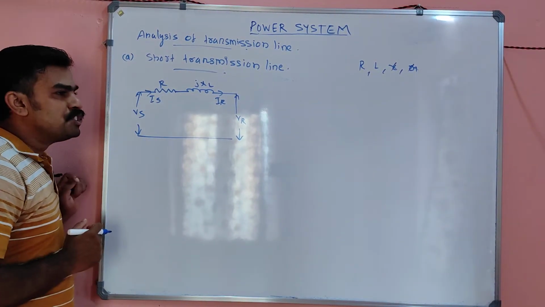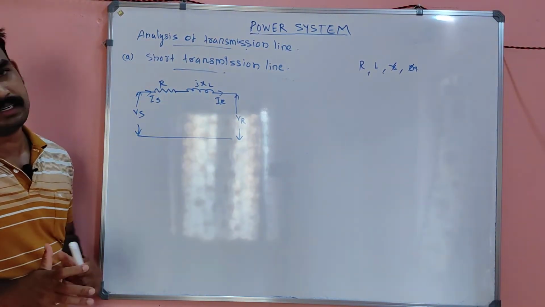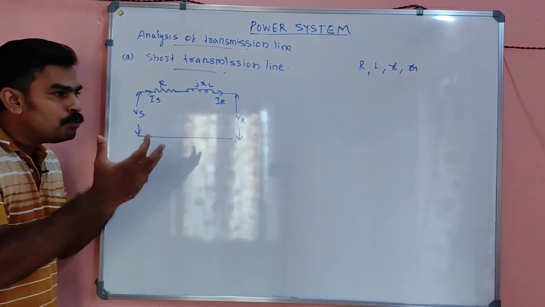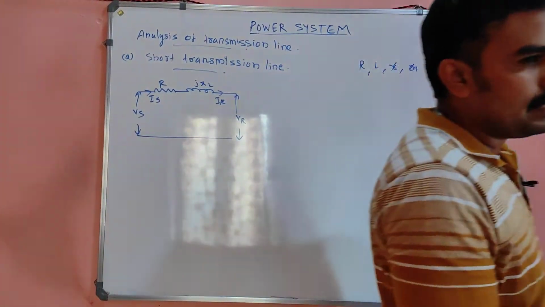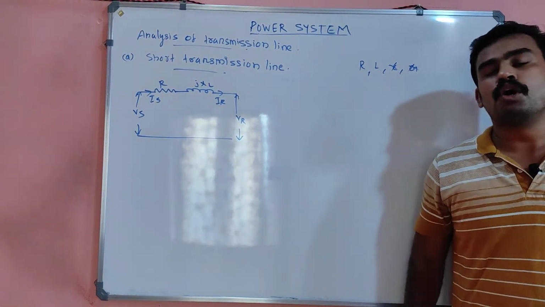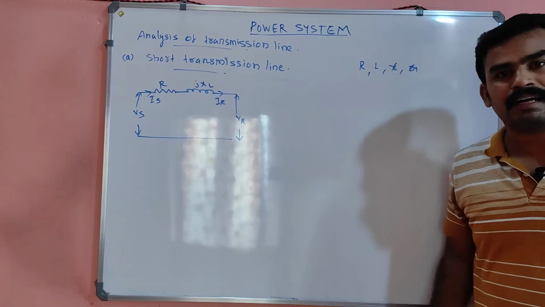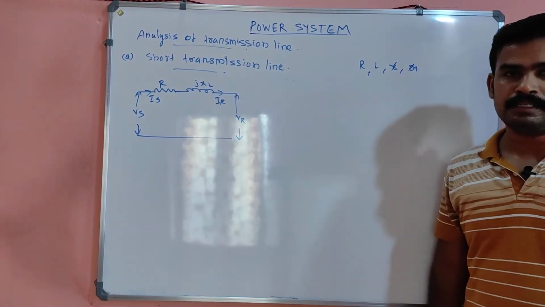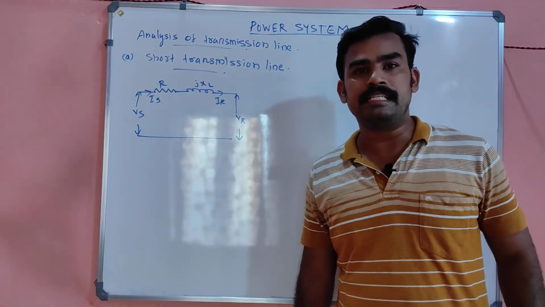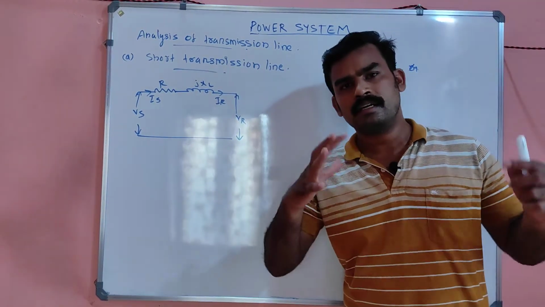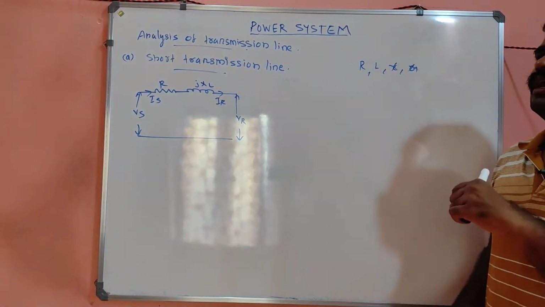Analysis of the transmission line means we have to make connections between VR, IR, VS, IS. That is the concept of the analysis. In other words, the performance of the transmission line can be determined by this analysis. Suppose you send a voltage of Vs equal to 100 volt, and you receive a voltage of VR equal to 80 volt. You can conclude that there is a loss of 20 volt across this.